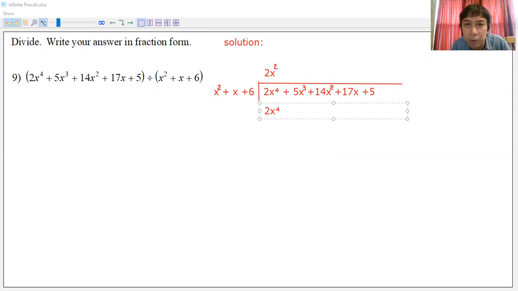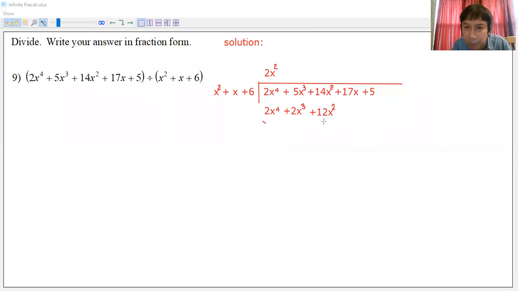Okay, and then this will be plus 2x cubed. Okay, 2x cubed. So this will now be to the 3. There. Okay, and then 12x squared follows. So this will now be plus 12x squared. So this must be squared over here.